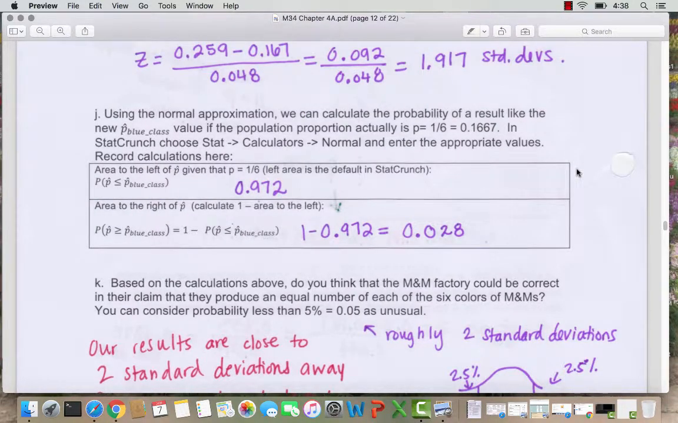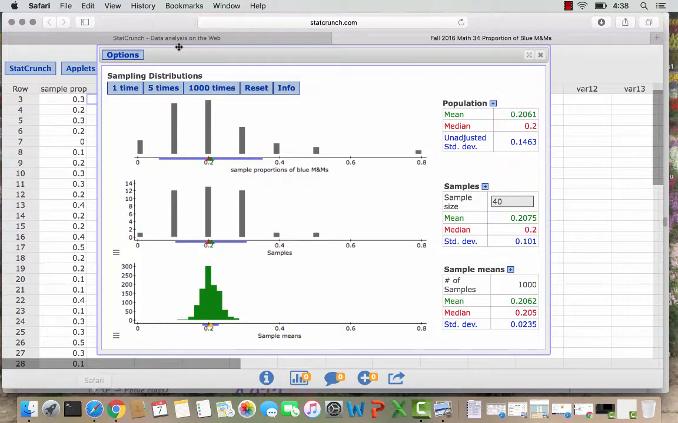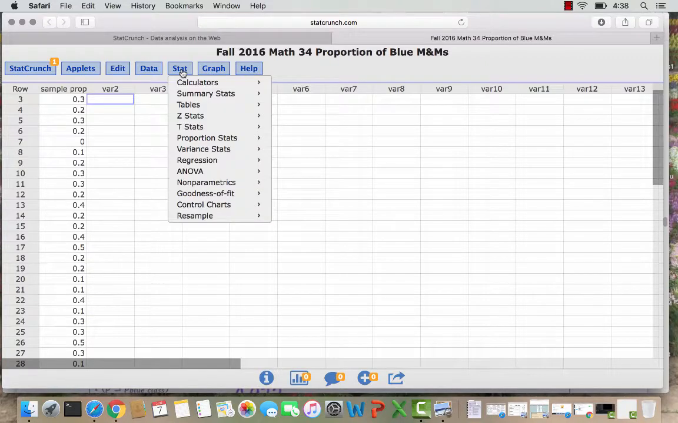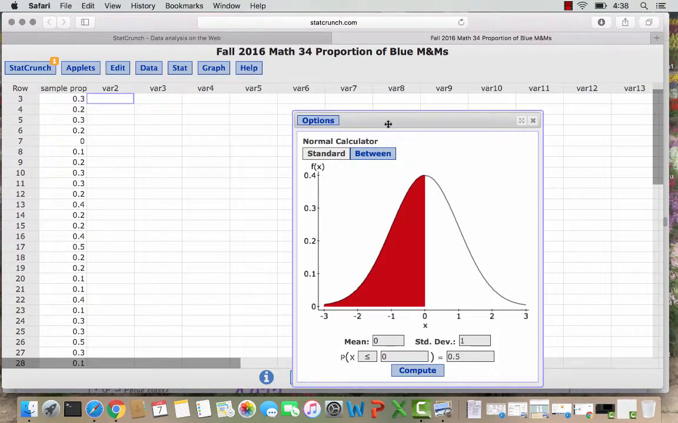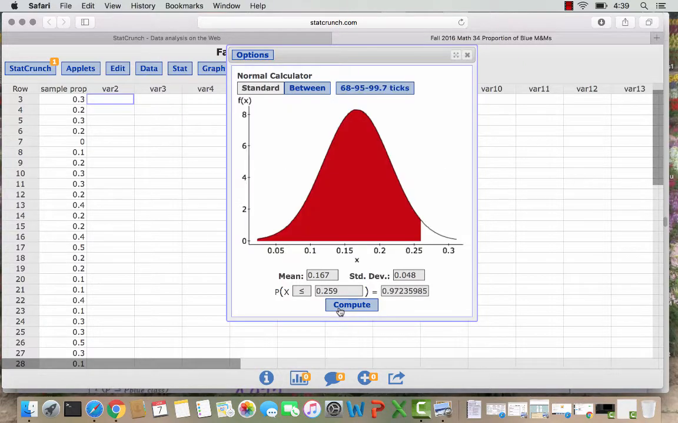So now in StatCrunch, we can go to the normal calculator and figure out how much area is there to the left of our p hat value, which was 0.259, assuming the distribution is centered at 1 out of 6, or 0.167. So I'm going to close our applet out and go to Stat, Calculators, back to the normal calculator. Now we want our mean to be 0.1667, or 0.167, and our standard deviation was 0.048. I'll just go to 3 decimal places in here. And then we want to know what's the proportion of values less than 0.259 in our sample data. And we see 97% of the data is less than that.